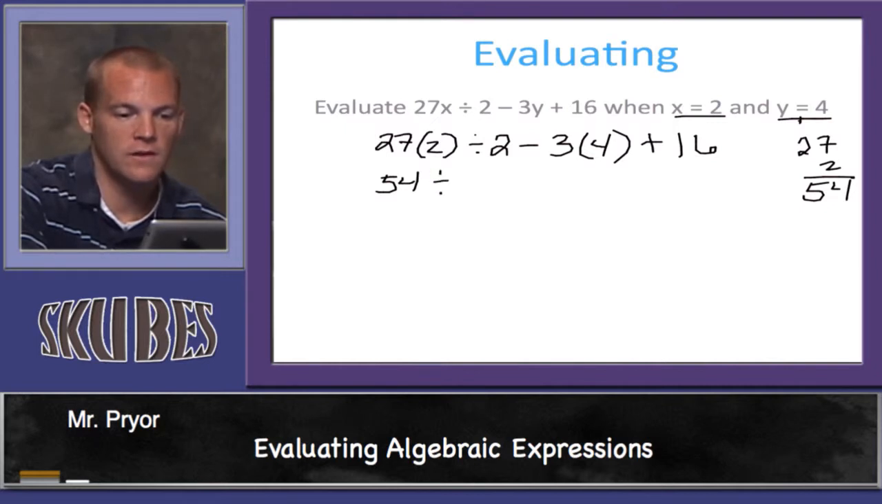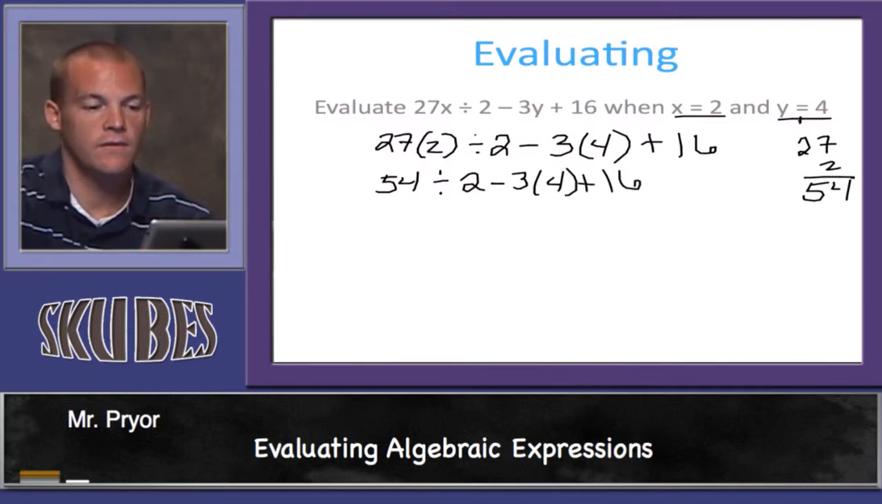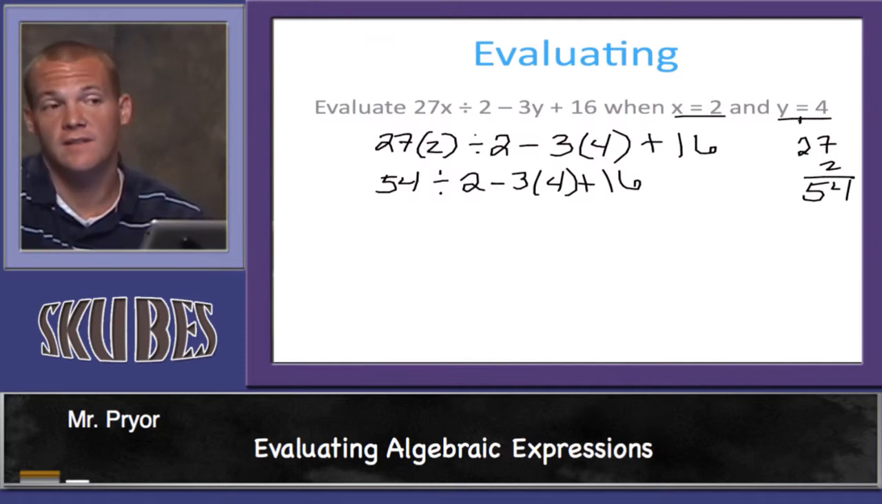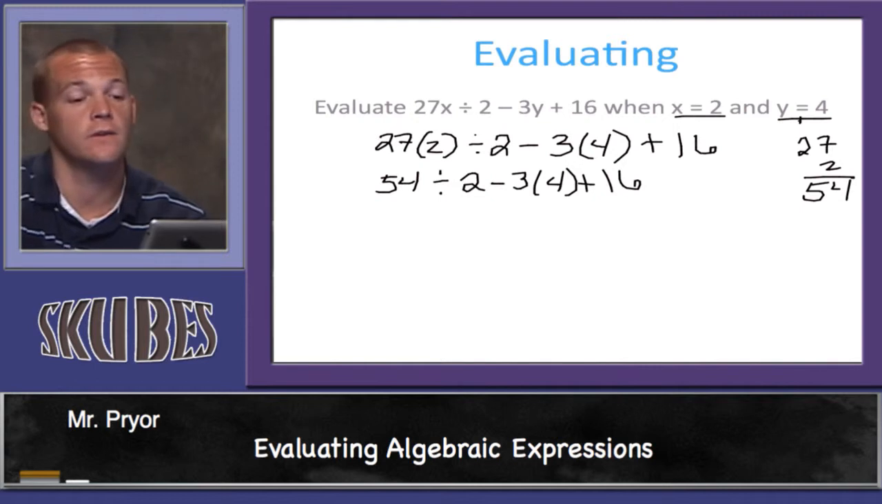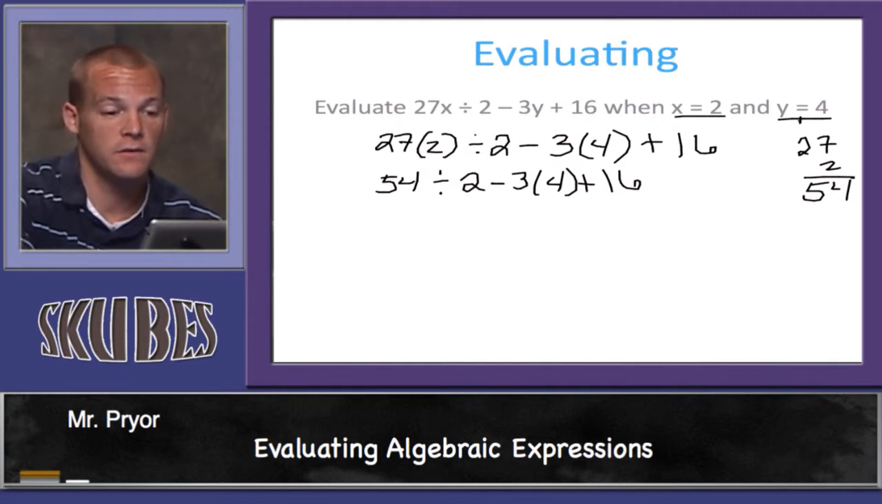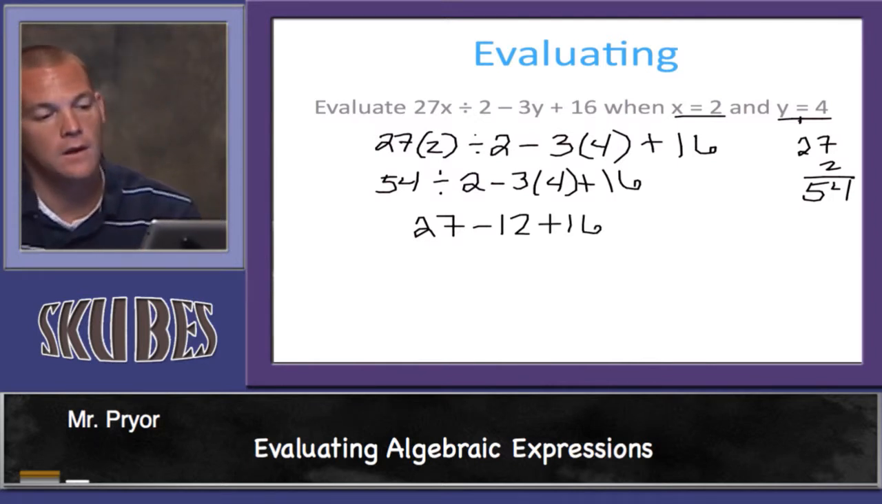divided by 2. I'm just going to bring everything else down that I haven't used yet. Do things step by step here. So now I'm going to do 54 divided by 2 because that's the next piece. That's going to end up taking me right back where I started. 54 divided by 2 takes us back to 27. Now I can continue here, minus 3 times 4, which is going to be 12, and then plus 16. You can see we're just working our way down.